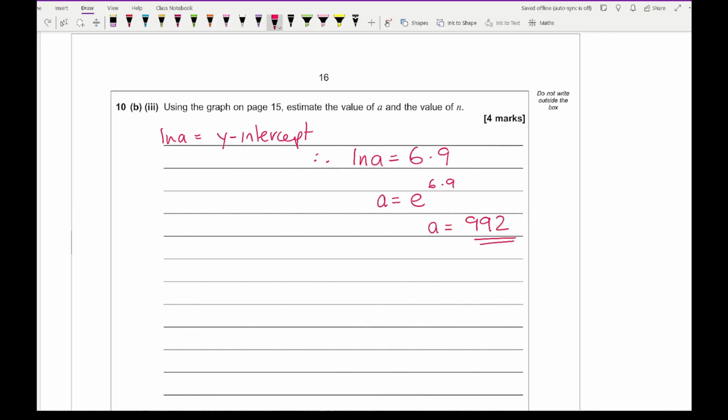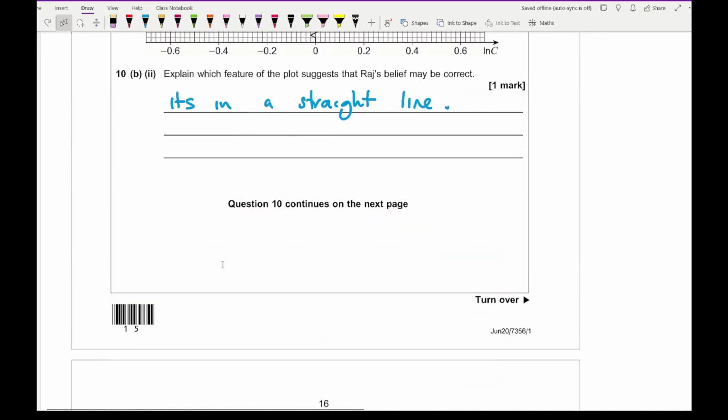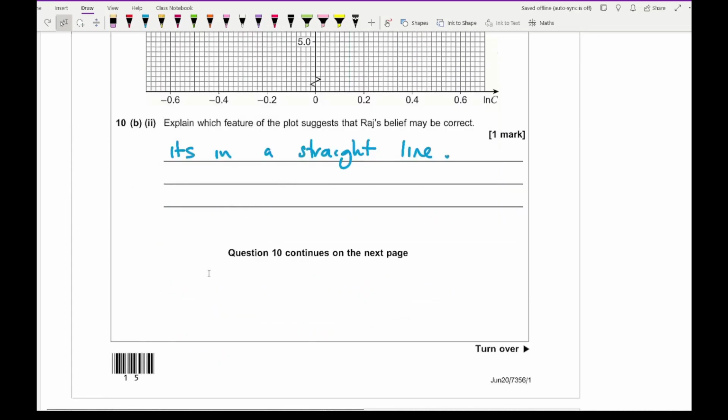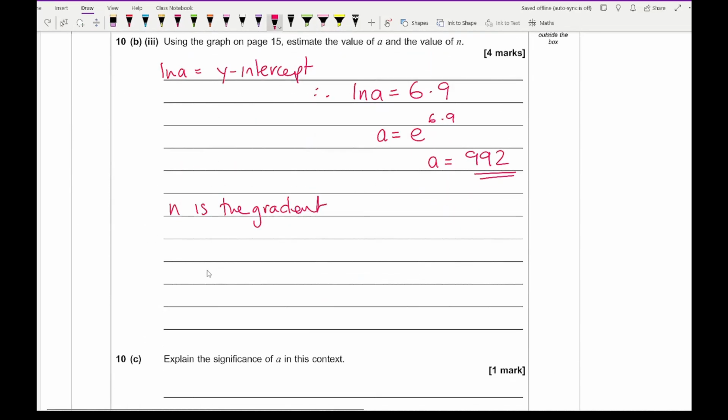992. Then to work out n, well, n is the gradient. So then if I go back to my graph, I draw a triangle, it doesn't matter what size triangle it is, and I work out the gradient from that line, I get an answer that is close to around about 1.37. So as long as your answers are generally close to each of these, and you've stated how you've collected those values of a and n, then that should be absolutely fine.